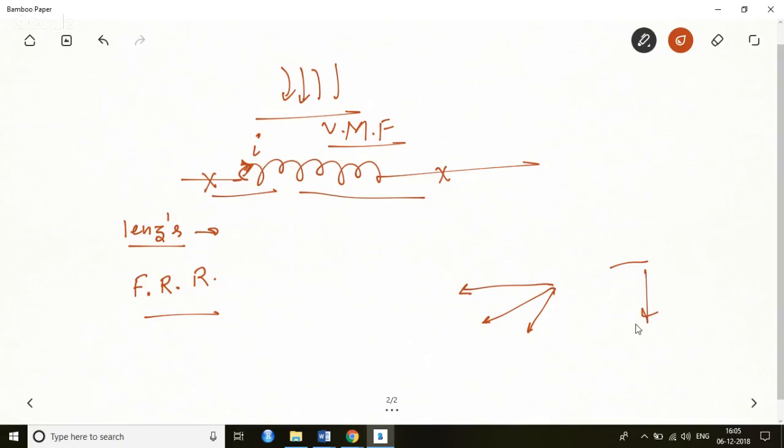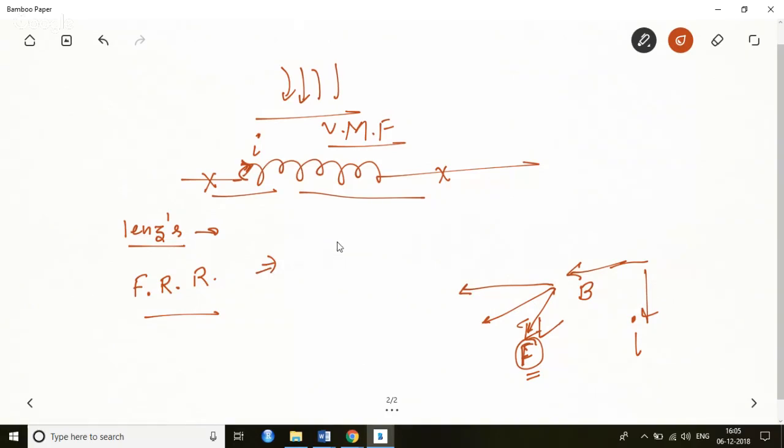So middle finger shows the direction of the induced current, and your index finger or forefinger will tell you the direction of the magnetic field, and your thumb will tell you the direction of the force or the motion, because motion will be always in the direction of the force. So what happens is that in Fleming's right hand rule, we take three fingers.